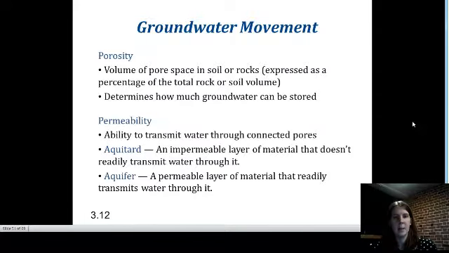Permeability is the ability to move water between those pores. Okay? Porosity and permeability are not the same thing. Porosity is the empty space in your soil. Permeability is the connectivity between your empty spaces. An aquitard is an impermeable layer that doesn't readily transmit water, and an aquifer is a permeable layer that does transmit water.